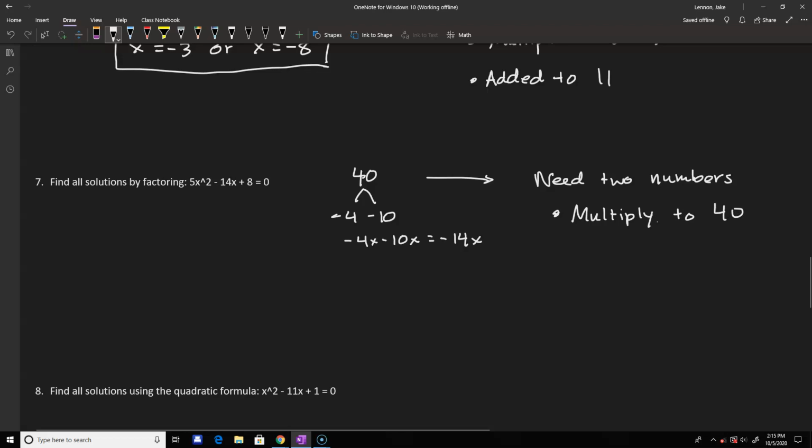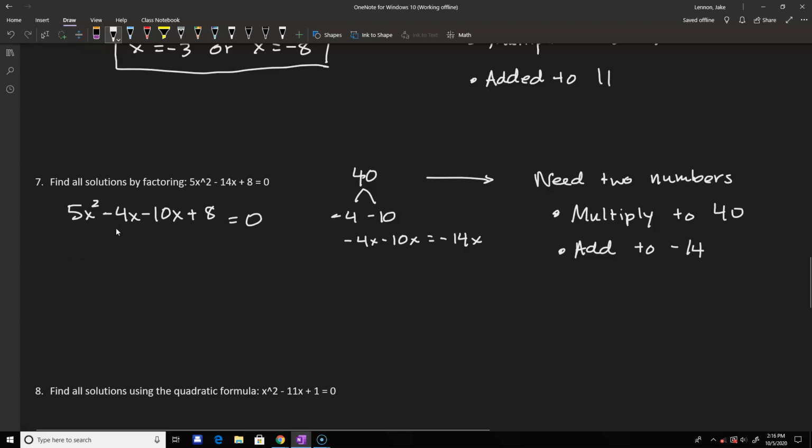Multiply to 40, but add to -14. And then this is where we employ the grouping process. So we rewrite the same equation 5x squared, but now instead of -14x, we use -4x minus 10x plus 8 equals 0. And we factor the GCF from each group.